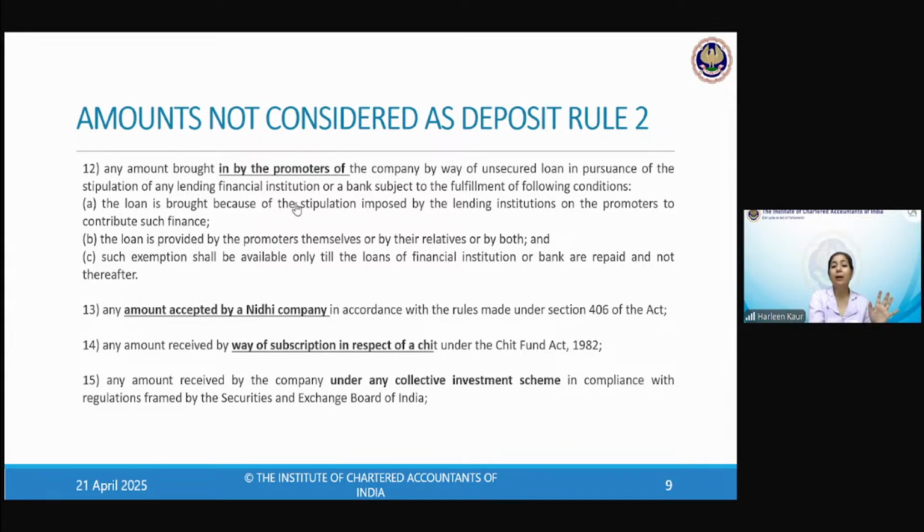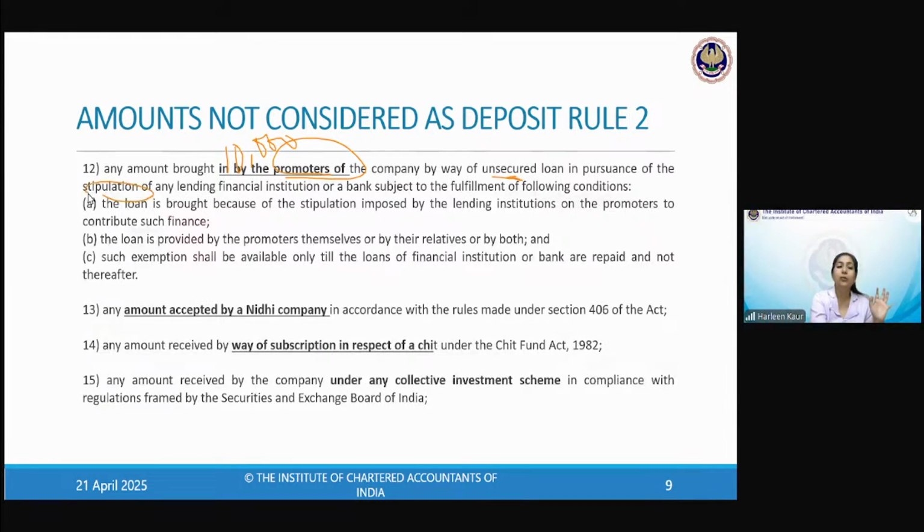Any amount brought in by the promoters of the company by way of unsecured loan. Now we have dealt with the directors. We have dealt with relatives of the directors also. We are dealing with the promoters. So ABC are the promoters of the company and they have given a loan of 10,000 rupees to ABC Limited, which is by way of unsecured loans, means there is no security.